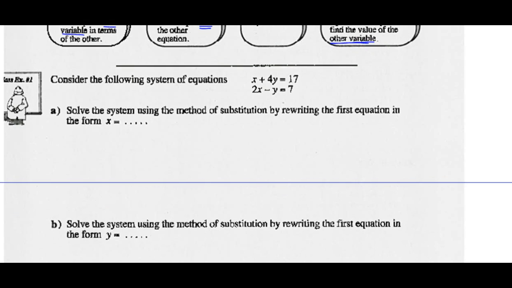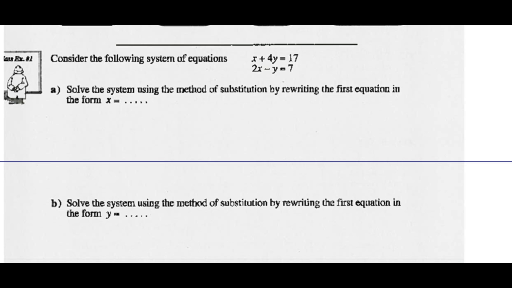So consider the following system of equations: x plus 4y equals 17 and 2x minus y is 7. Solve the system using the method of substitution by rewriting the first equation in the form x equals. So we're going to say the first equation is easiest, it's the simplest one. We could have solved the second equation for y, but we're going to solve the first equation for x. So I'm going to minus the 4y from both sides. So x should equal negative 4y plus 17.